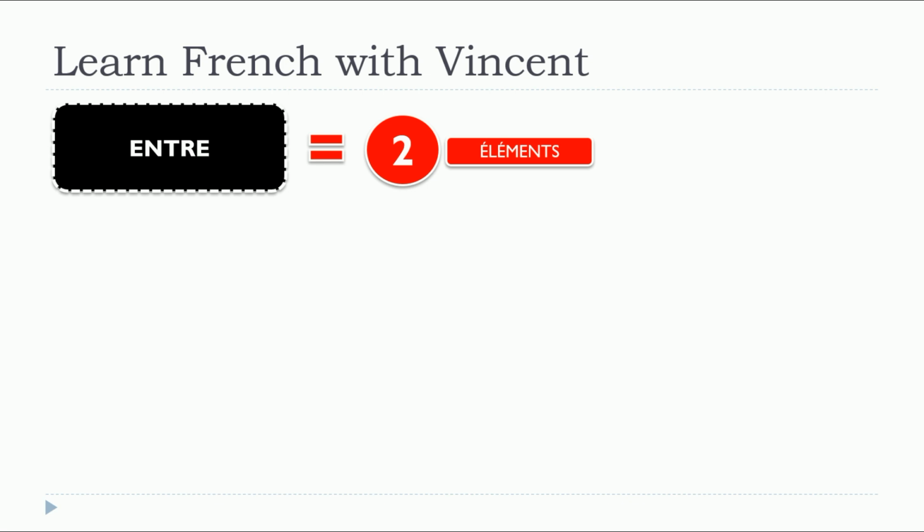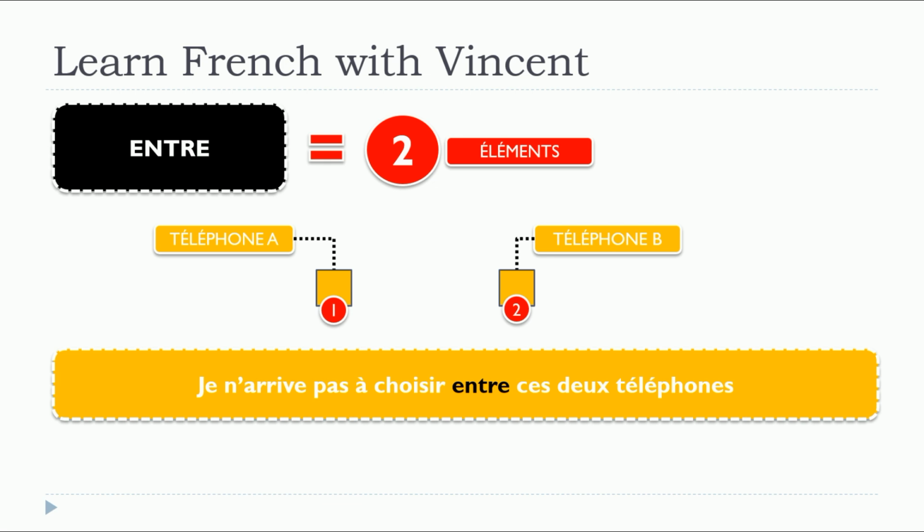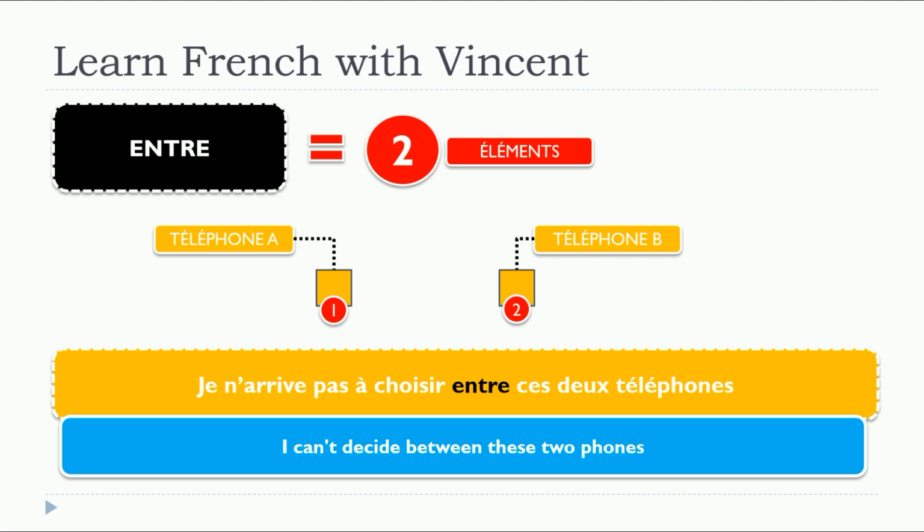So entre, the most important thing is that it will be connected to two elements. Donc il y aura deux éléments. So let's imagine the first one is téléphone A and the second one is téléphone B. And here is the sentence. Je n'arrive pas à choisir entre ces deux téléphones. So this is important in that case.